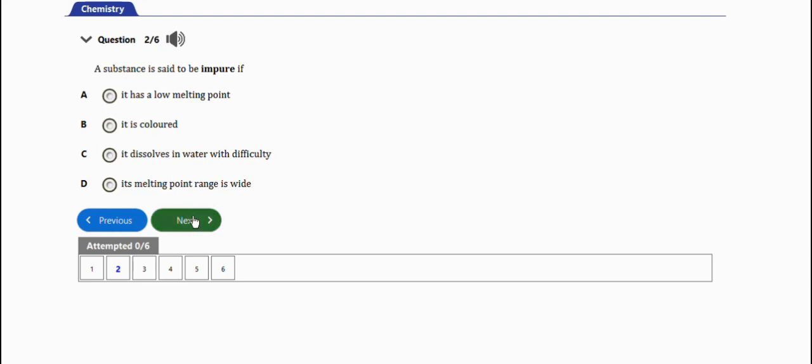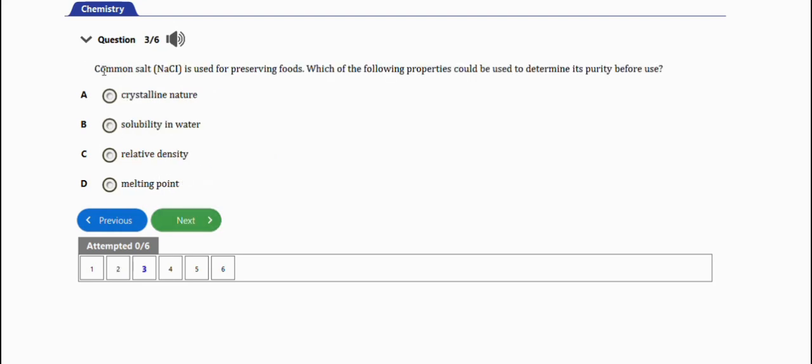The next question will be this one. It says common salt, sodium chloride, is used for preserving foods. Which of the following properties could be used to determine its purity before use? We have crystalline nature, solubility in water, relative density, melting point. So the right option will be option D, melting point.